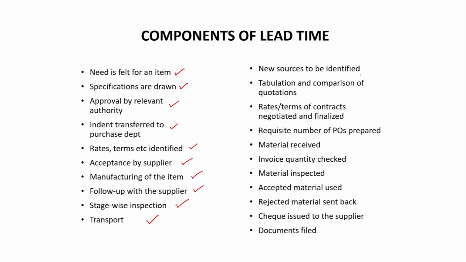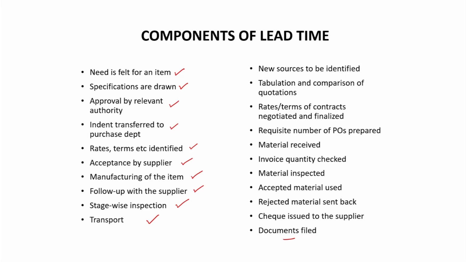We have to identify new sources also, we can keep data about various quotations also, and rate terms of contract negotiated and finalized. Then you are finding out the requisite number of purchase orders, material is received, invoice quantity checked, material inspected, accepted material used, rejected material sent back, check issued to the supplier and documents filed. So, this is the complete process of purchase.